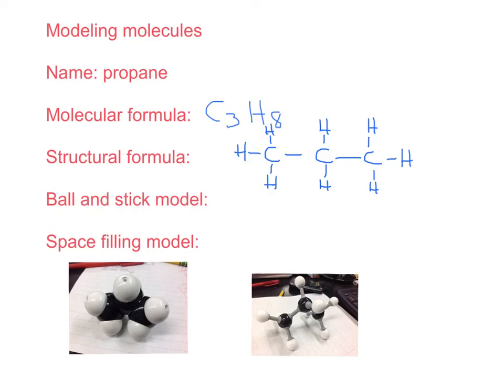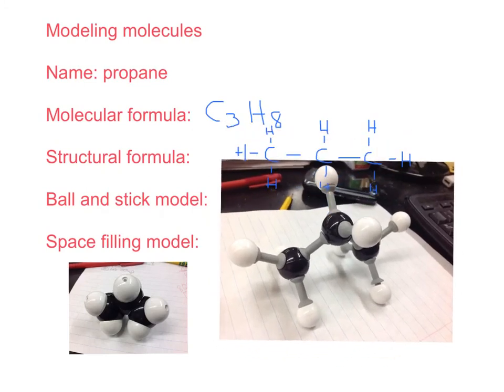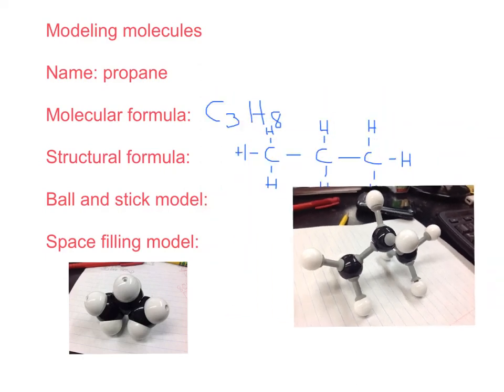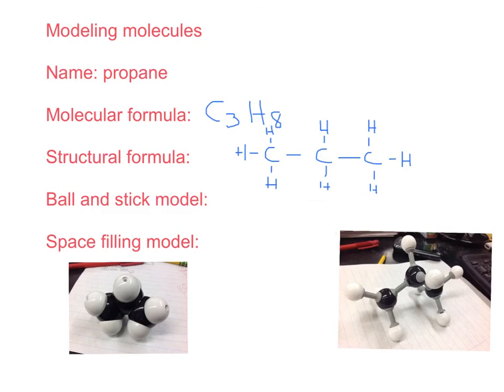But the first type is the ball and stick model. And that's right down here. It's the most commonly used model that we're going to use. And you can see that there are balls and sticks. Carbon, carbon, carbon. And those white ones there are the hydrogens attached. So that's the ball and stick model. These are the ones we use the most commonly, and we have a couple sets of these that we use in class.